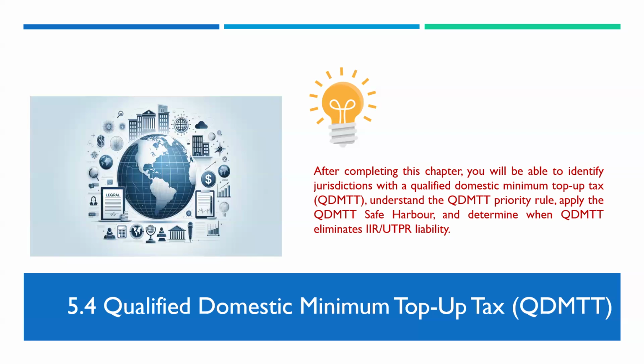After completing this chapter, you will be able to identify jurisdictions with a qualified domestic top-up tax. Okay, which are the jurisdictions which have a QDMTT? Understand the QDMTT priority rule, apply the QDMTT safe harbor, and determine when QDMTT eliminates IIR and UTPR liability. So we will discuss the entirety of QDMTT, not the computation part, but rather once you compute, how do you apply that.